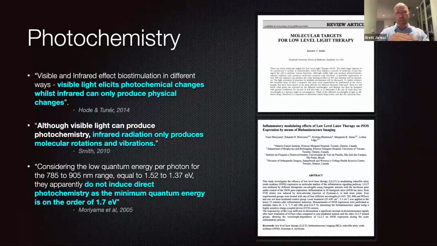And now why that's important is that apparently it does not induce direct photochemistry. We've already alluded to the mechanical stuff. But the reason it doesn't induce photochemistry is that the minimum quantum energy is in the order of 1.7 electron volts, which is the color red. So the red wavelength, when we get into the 600s, that appears to be the minimum energy that we need to have that electron volt level of 1.7.